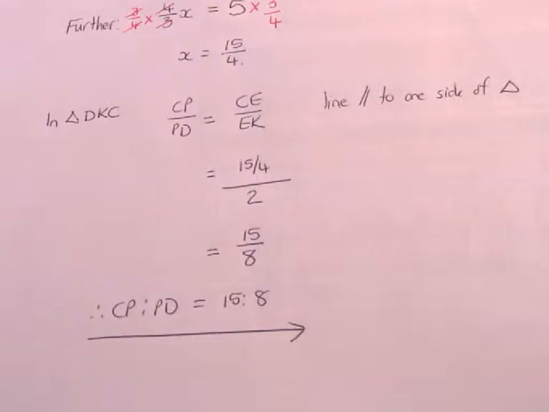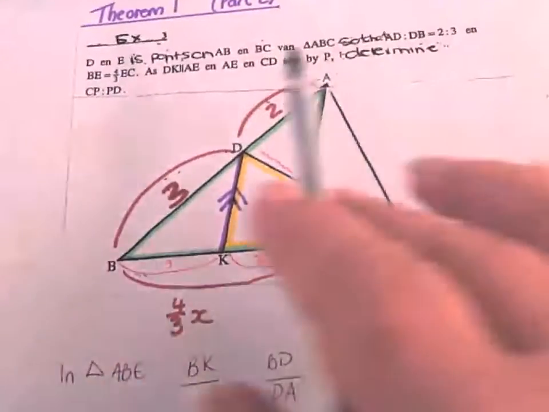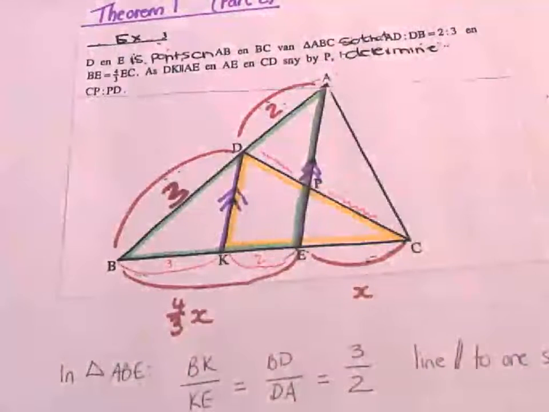So the first step, when you get a bowl of spaghetti like this, is to identify the parallel lines and then identify your triangles. Then make sure that you put in all your ratios and all the pieces that you have, and then go from what you have to what you want. Right.